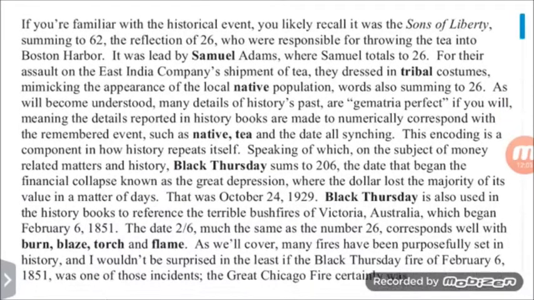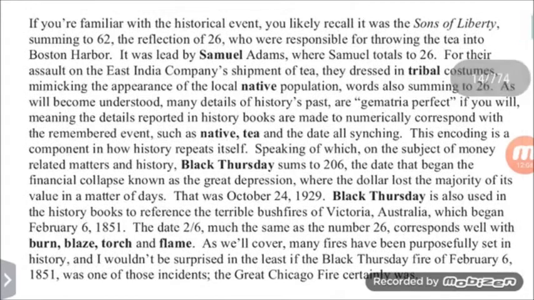If you're familiar with the historical event, you'll likely recall it was the Sons of Liberty, summing to 62, the reflection of 26, who were responsible for throwing the tea into Boston Harbor. It was led by Samuel Adams, where Samuel totals to 26, for their assault on the East India Company's shipment of tea. They dressed in tribal costumes, mimicking the appearance of the local native population, words also summing to 26.